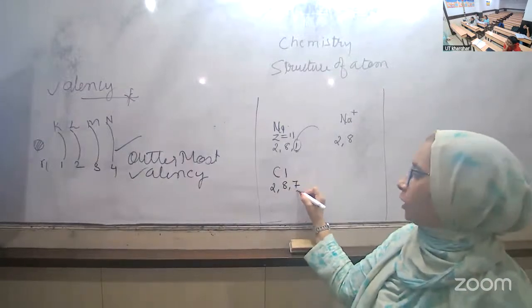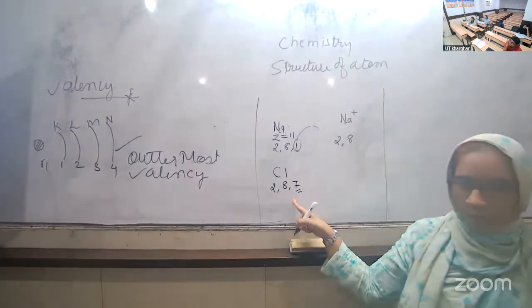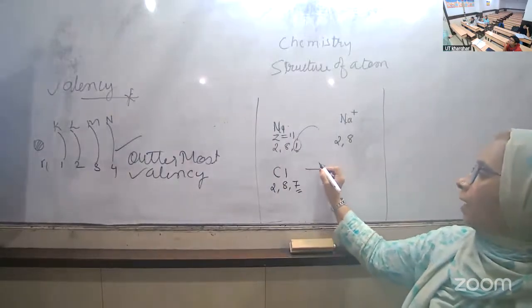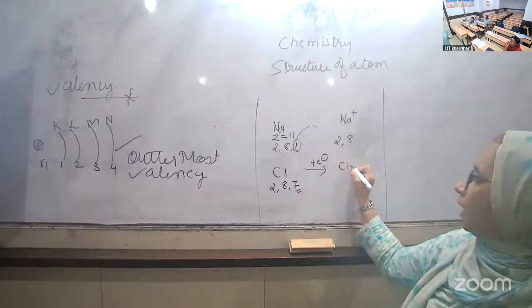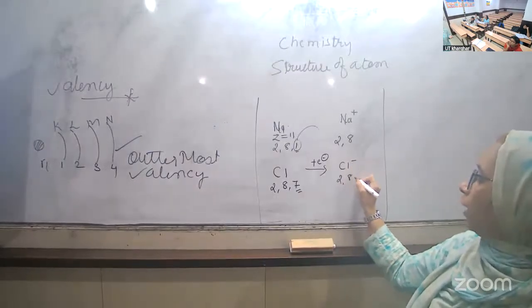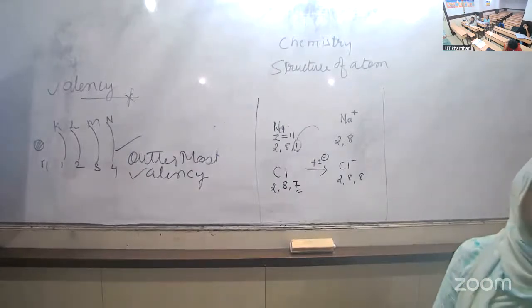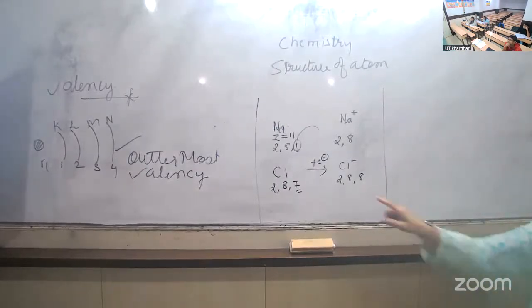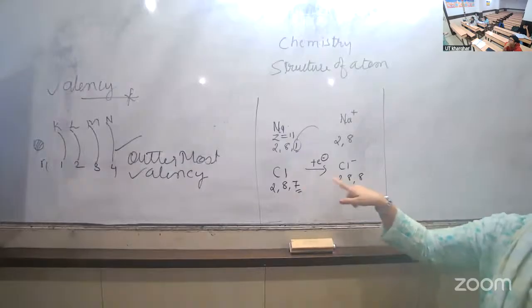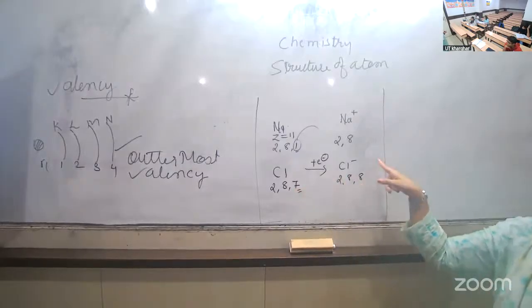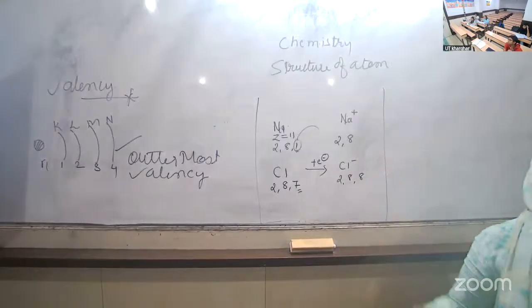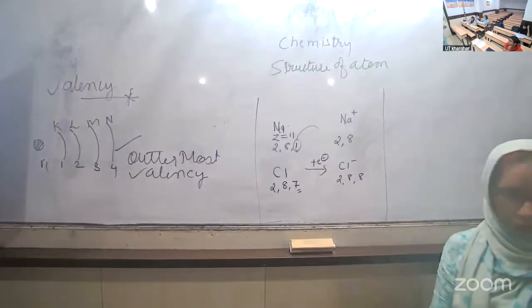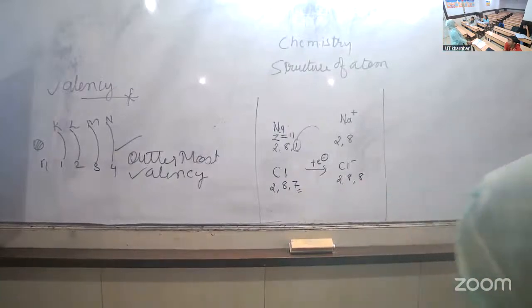How many electrons are required again? Only 1 electron. So if Cl gains 1 electron, plus e negative, then it will be Cl negative with 2, 8 and 8. Right? 2, 8, 7 becomes 8. So this is electronegative. Understood? Any doubt in this? Zero group, halogens, metals, non-metals. Okay, then next one.